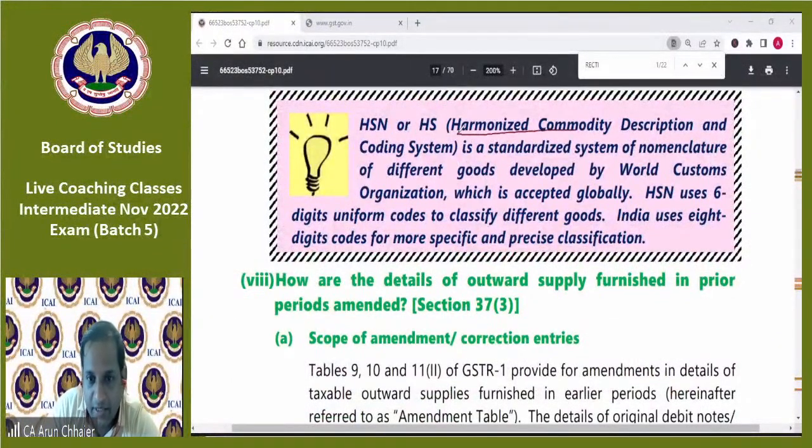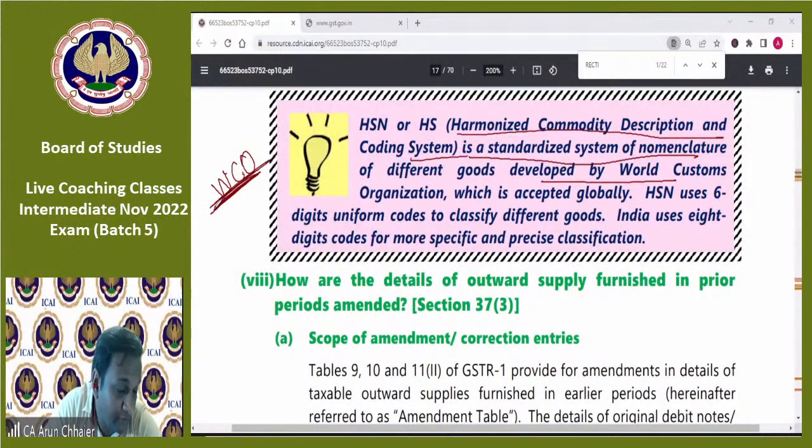HS means Harmonized Commodity Description and Coding System. It is a standardized system of nomenclature of the different goods, developed by the WCO. What is the full form? World Customs Organization, which is accepted globally. Even we are also taking from WCO.